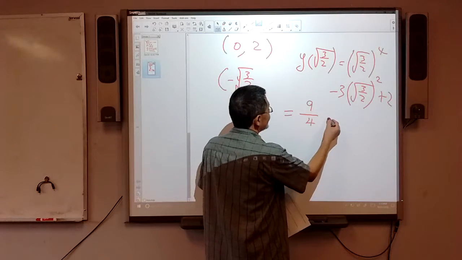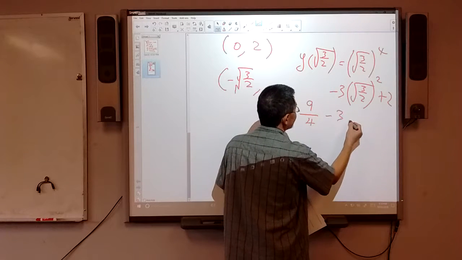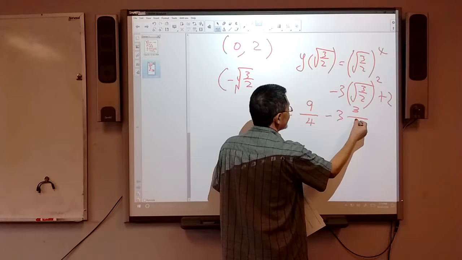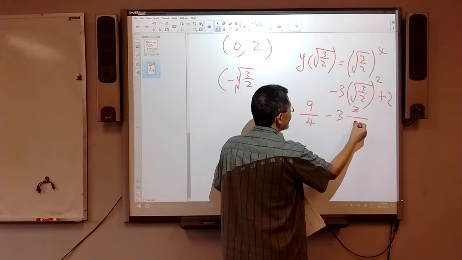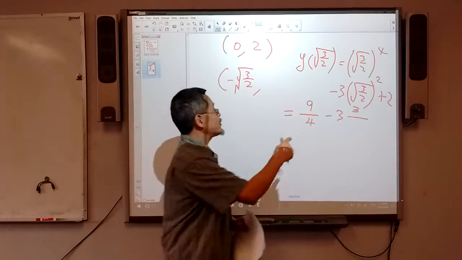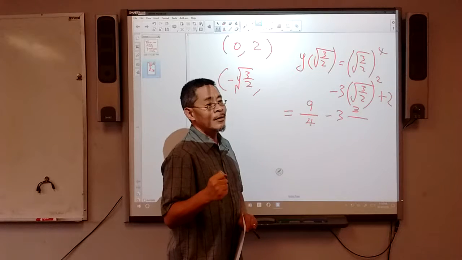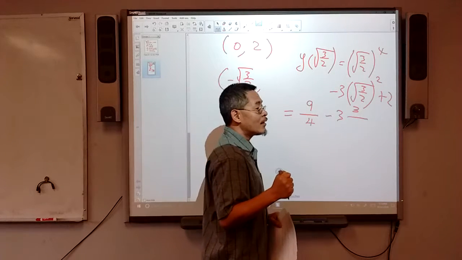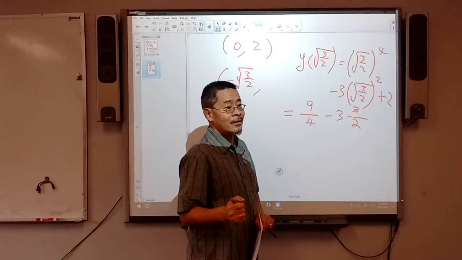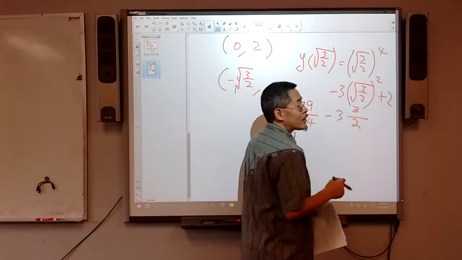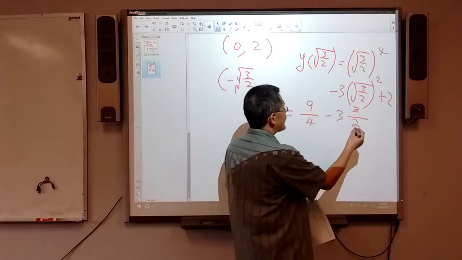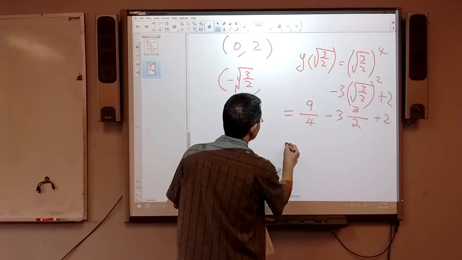The first is 9 over 4, then this one? This is a square root, then we square it, so basically you cancel out and get 3 over 2. Okay. Plus 2. What does this one give us?